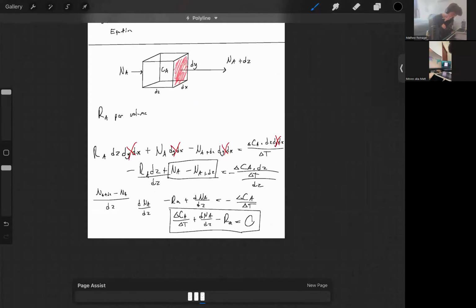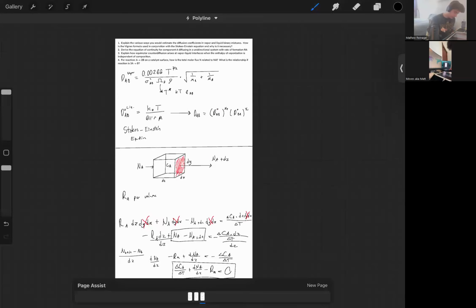So again, just to walk back to what the question was asking, it was asking us to derive an equation of continuity for component A diffusing in a unidirectional system.